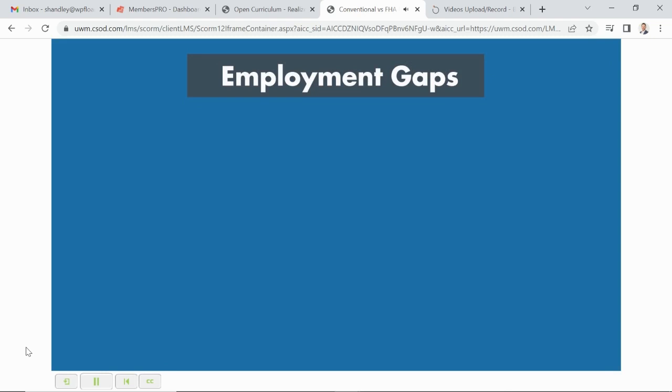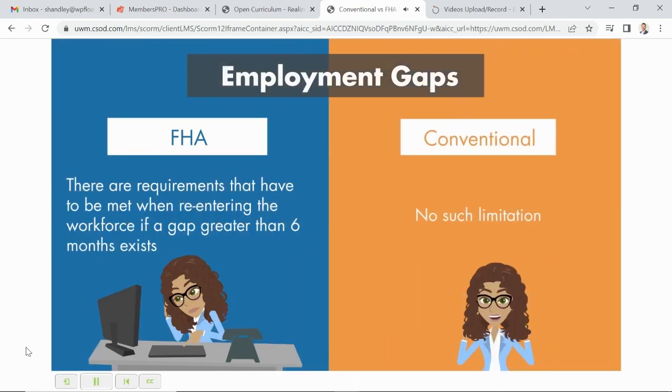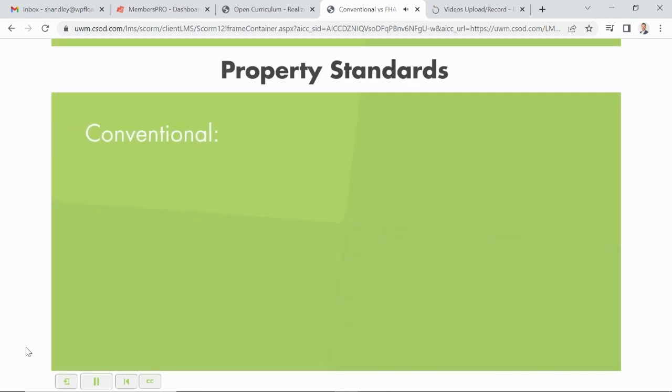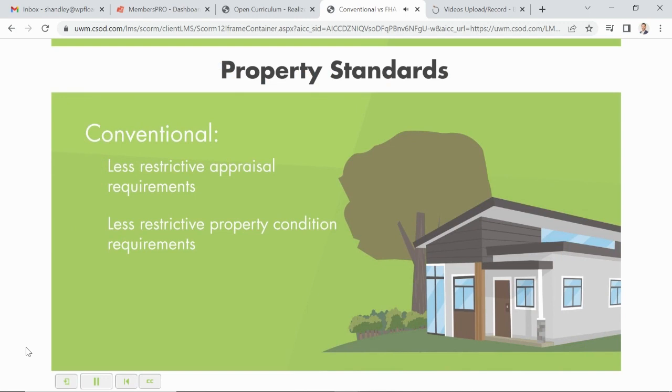When it comes to a borrower employment history with a gap in employment, FHA has re-entering the workforce requirements if there is a gap greater than 6 months. Conventional does not have this limitation. Conventional loans have less restrictive appraisal requirements and property condition requirements than FHA loans, so you will likely see less required repairs on a conventional appraisal.